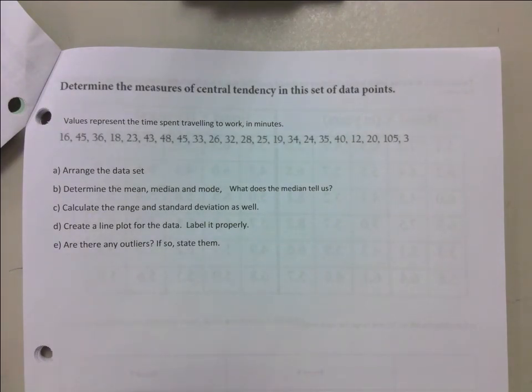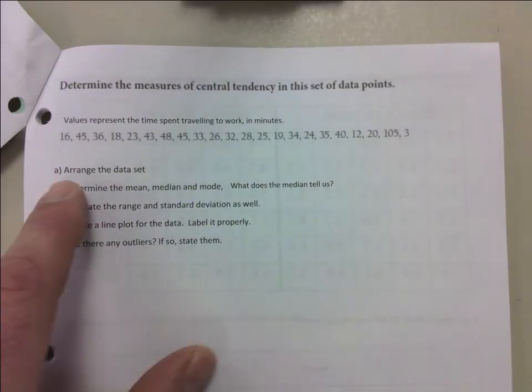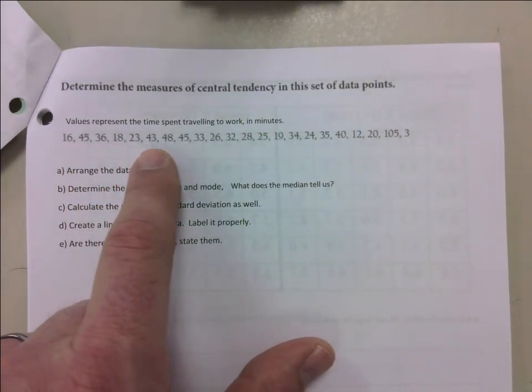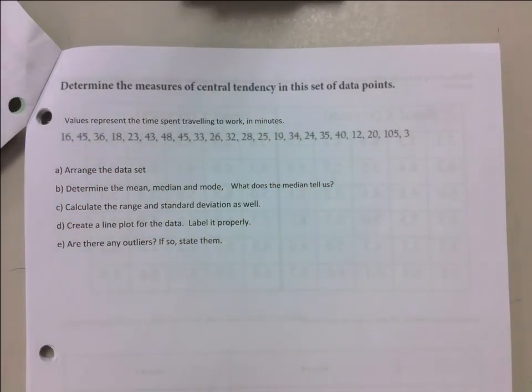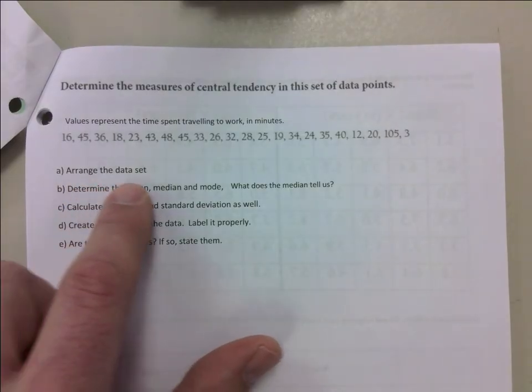So on page 6, we were told that these are all the times spent traveling to work in minutes. Every single number represents how long it took you to go to work on a particular day. And so we arrange it.